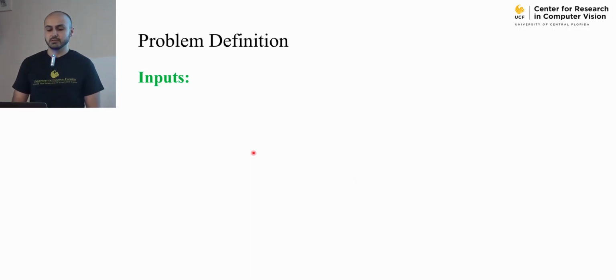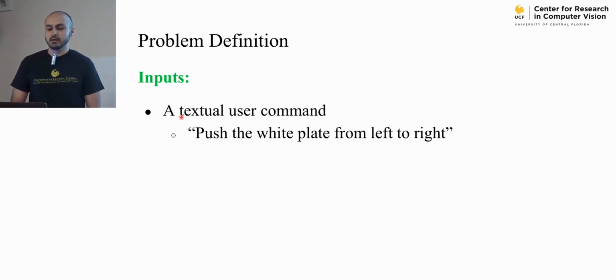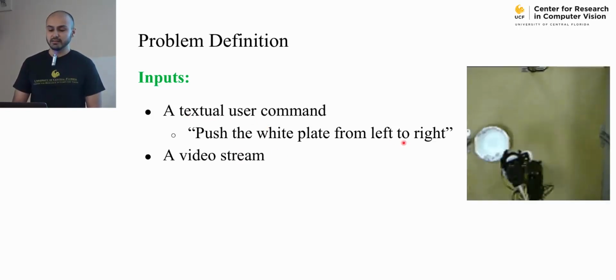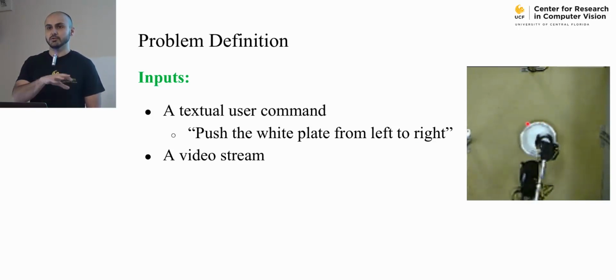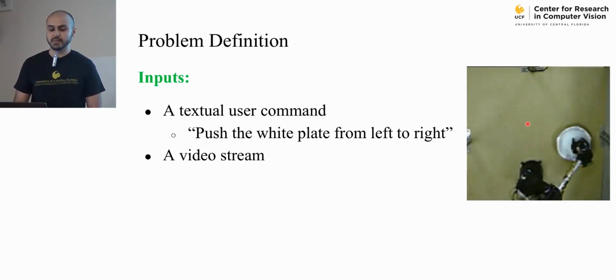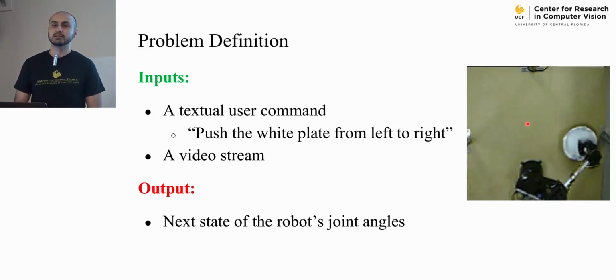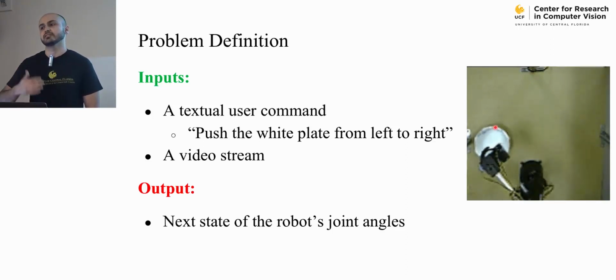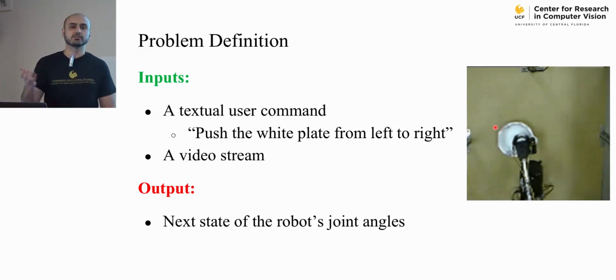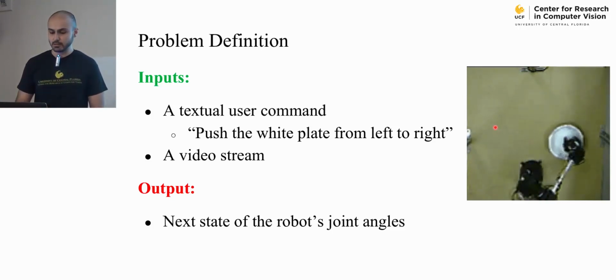So let's first define our problem. Our inputs include a textual user comment like push the white plate from left to right, and a video stream that is continuously capturing the robot doing the task for us. And our job is to predict the next state of the robot, again, continuously after each frame. So basically, we want to control the robot, right?